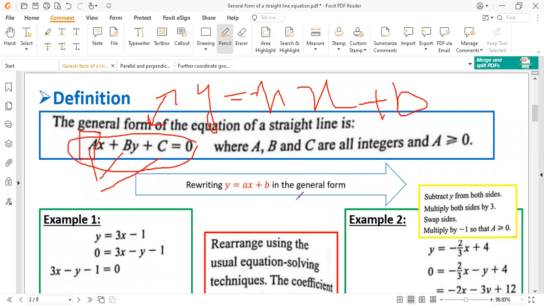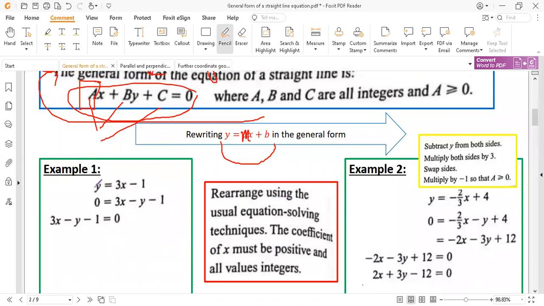So how do we rewrite the equation y equal to mx plus b in the general form? Normally it is very easy to rewrite this form in the general form. So we have y equal to mx plus b. We have this example, y equal to 3x minus 1.